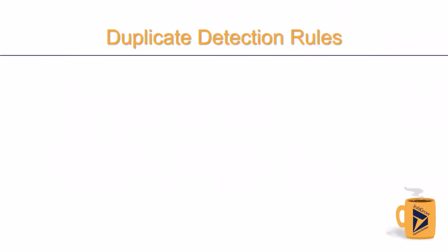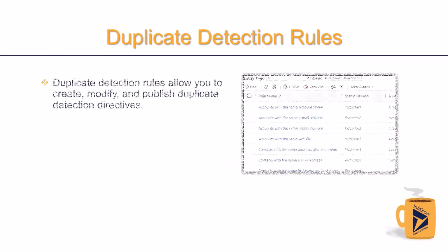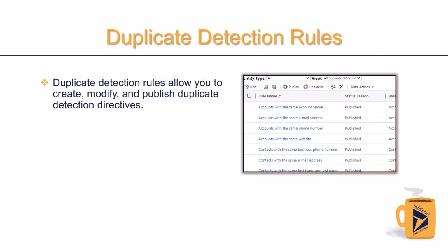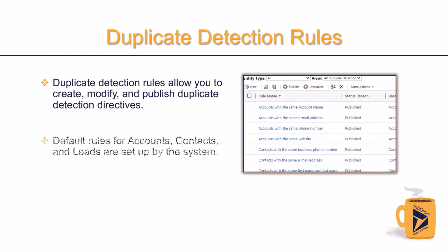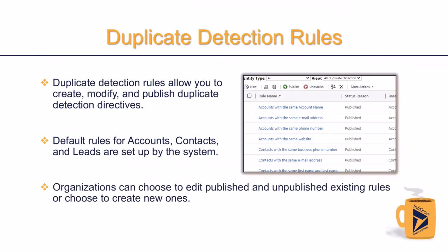Now that we have the settings out of the way, let's take a look at duplicate detection rules. These rules allow you to create, modify, and publish duplicate detection directives. Default rules for accounts, contacts, and leads are set up by the system out of the box. Dynamics users can choose to edit published and unpublished existing rules and have the ability to create new ones as well.